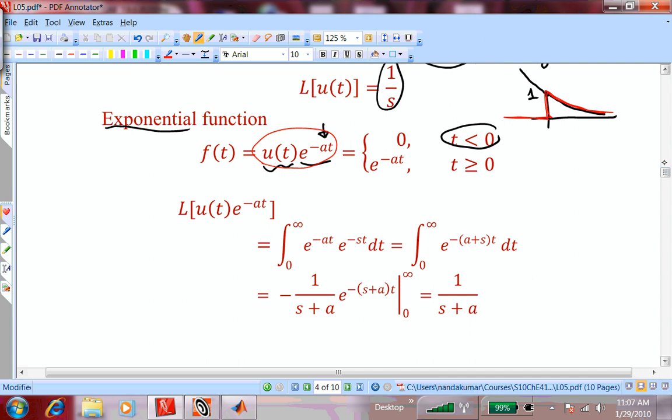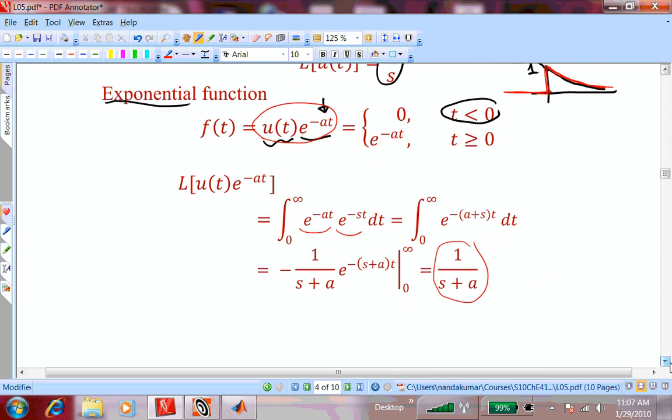Every time, we need to go through this plugging in the definition. So this is the function. This is e to the power minus st, as required by the Laplace transform rule. Carry out the integration, and you get 1 over s plus a in the transform variable. So a is a constant in this case. Any questions on that?